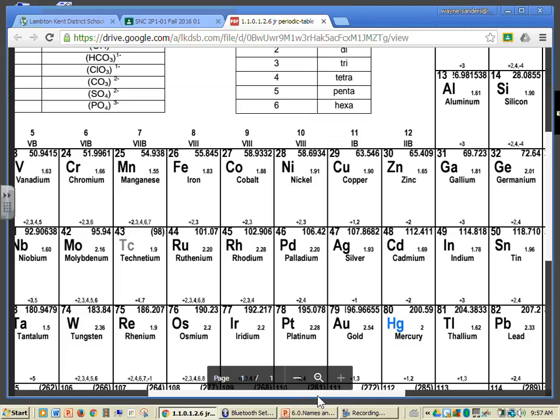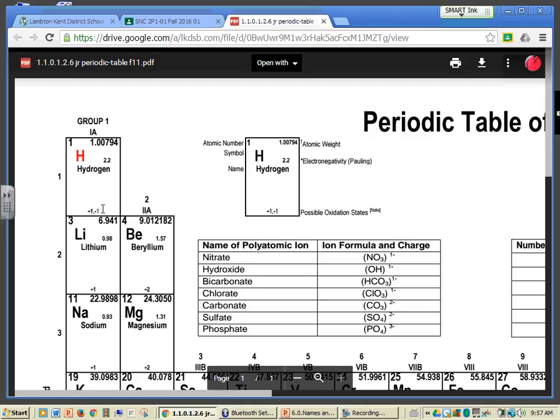Okay? What does it say? Pat, what does it say in the box? Hydrogen. +1, -1. That's because hydrogen can do a little trick. It can actually gain 1, but we're not going to worry about the -1.